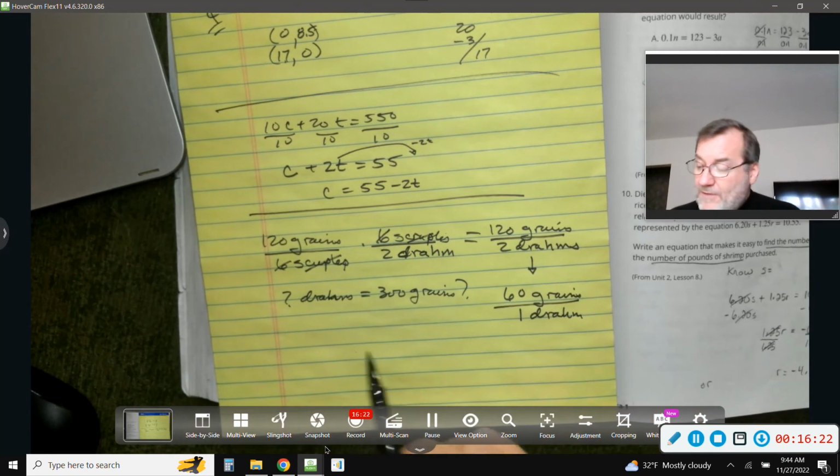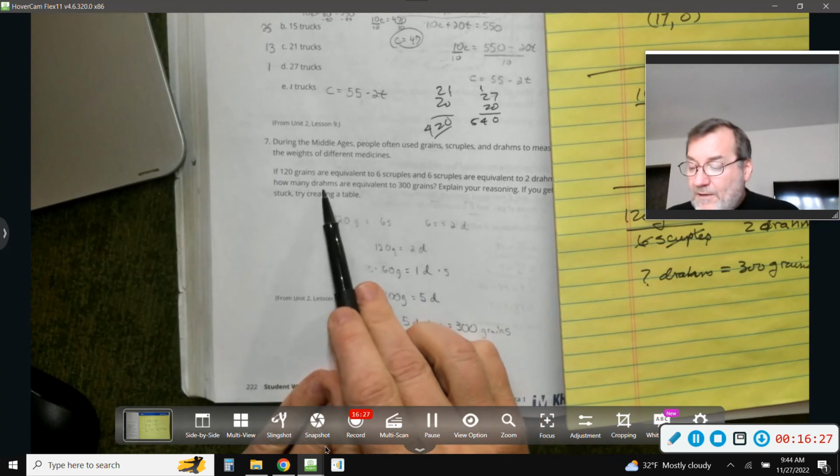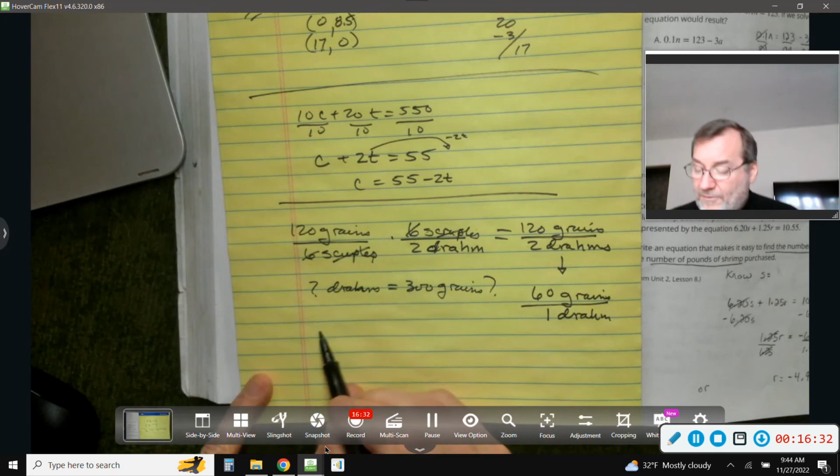Right? So now what they're asking you for, later on in this problem, is how many drams are equivalent to 300 grains. So you start out with 300 grains.